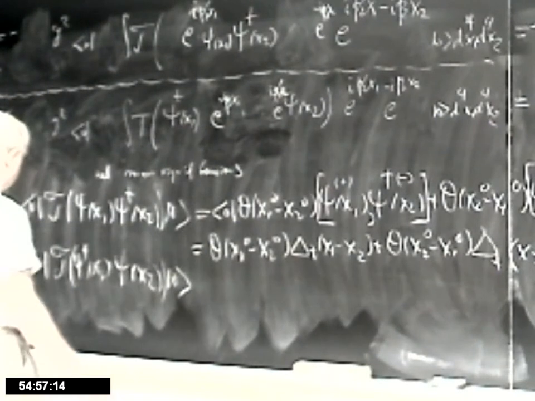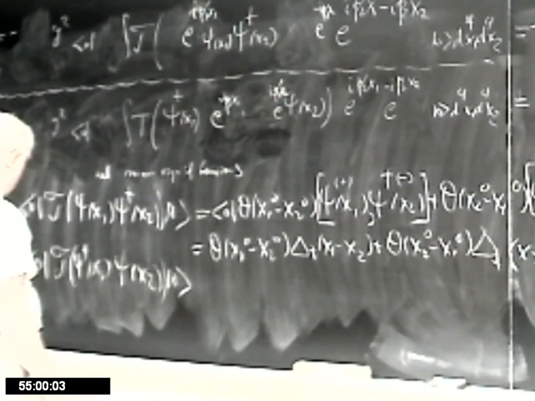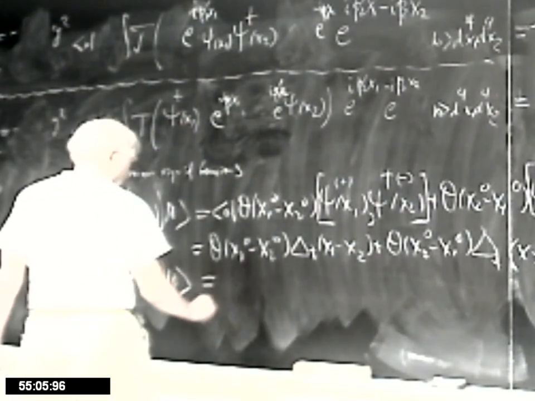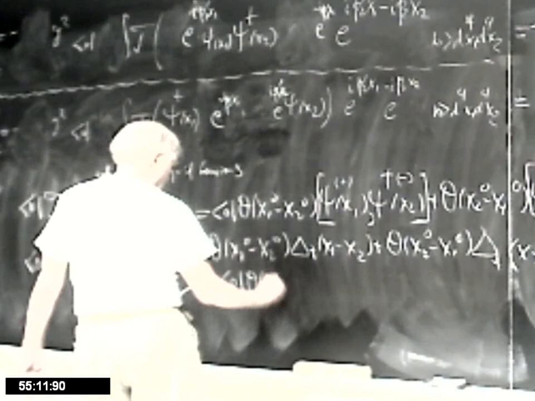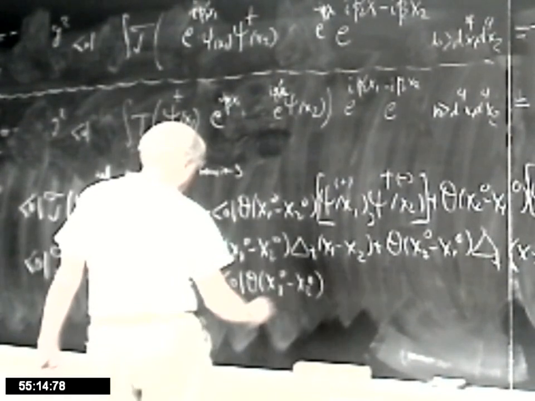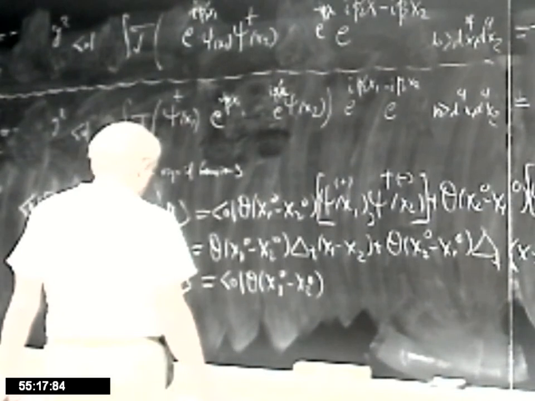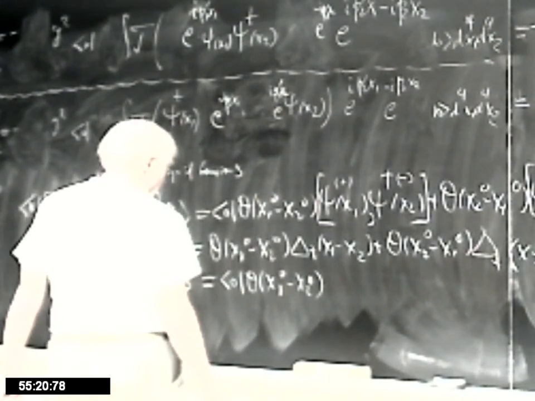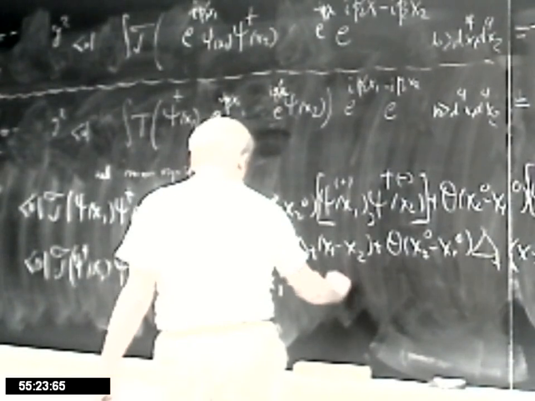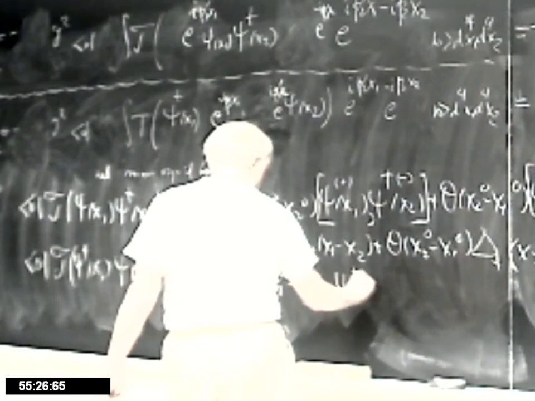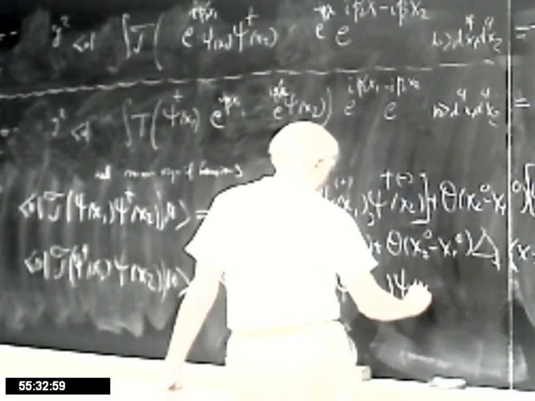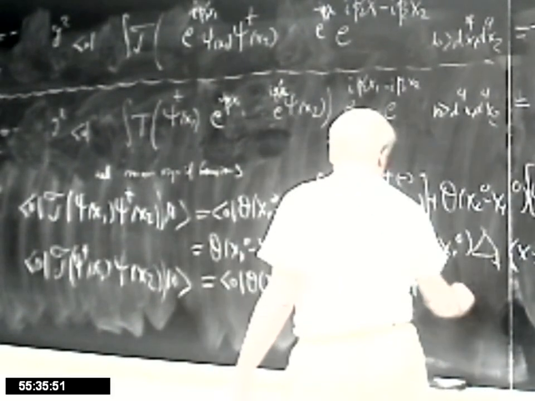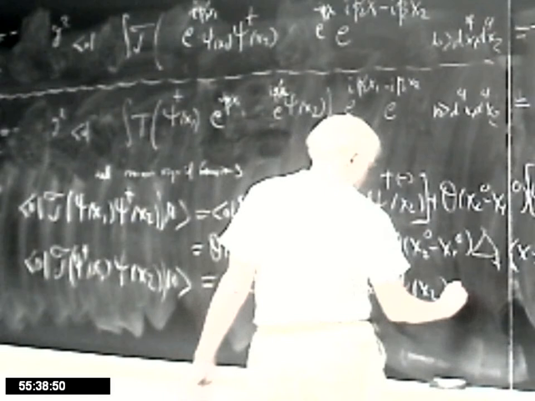But in fact, let's look at this more carefully in the case in which these things are referring to fields. So let me just write this down again as the vacuum theta of x1^0 minus x2^0. In fact, what one does is one writes this as psi plus x1 psi x2, and then one must, if these were fermions, instead of having a plus, you put a minus sign here.